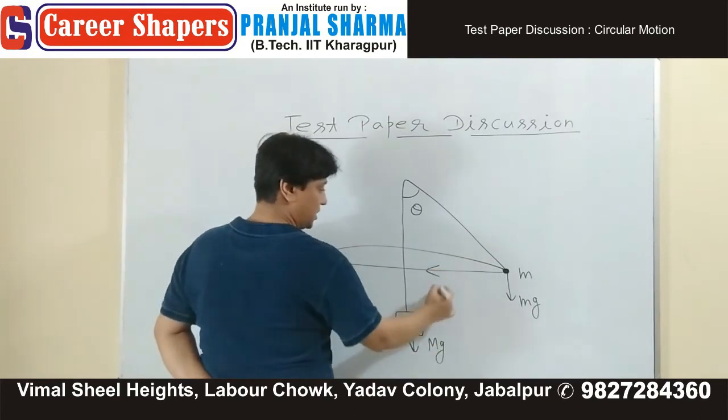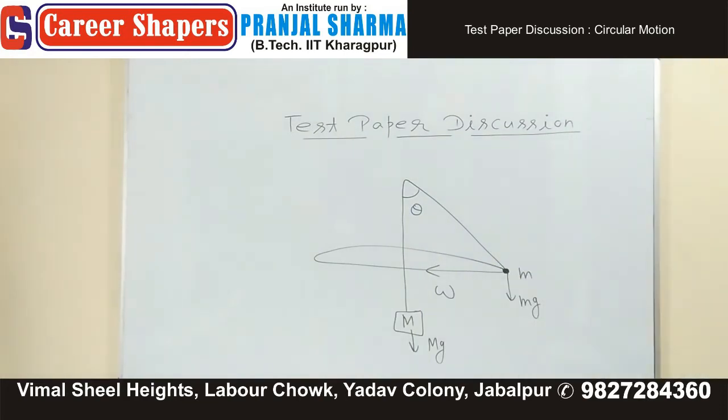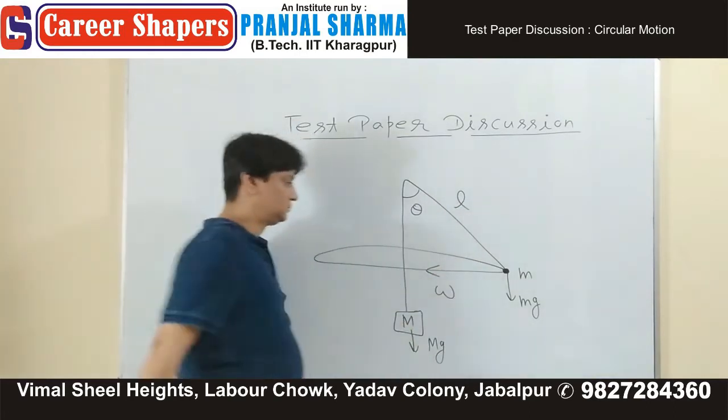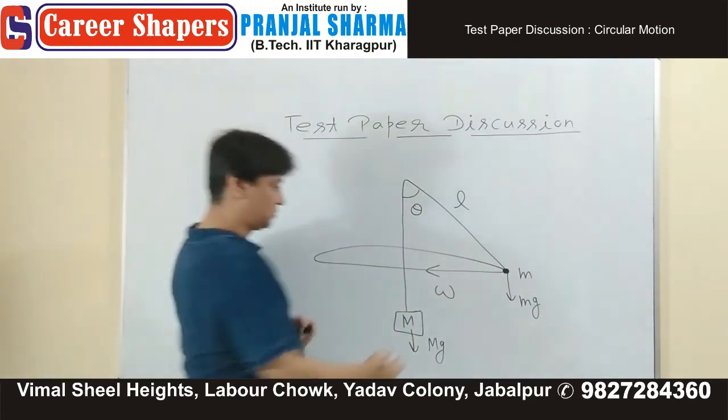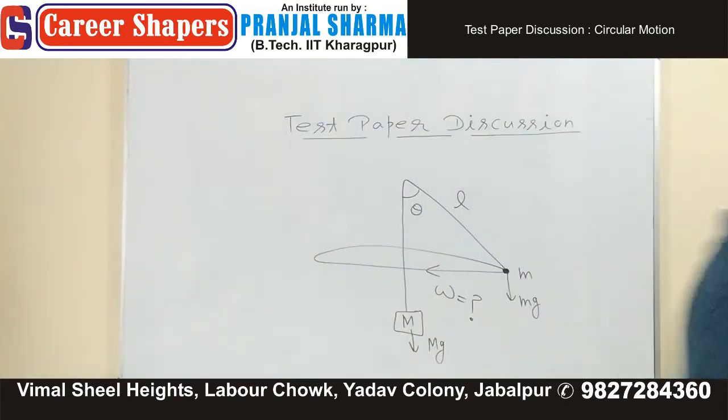And rotation is with angular velocity omega, which they are asking. They have given theta, and they have also given us length. The length of the string from the mass m to the top of the tube is L. From this point to this point, this is L. And the question is looking for omega. What should be the angular velocity so that mass M remains stationary?